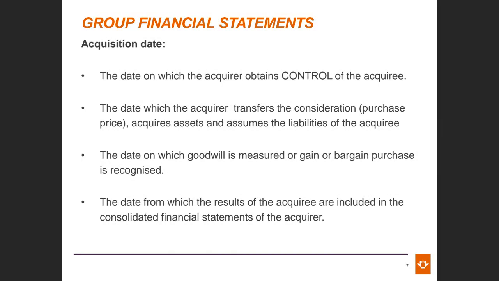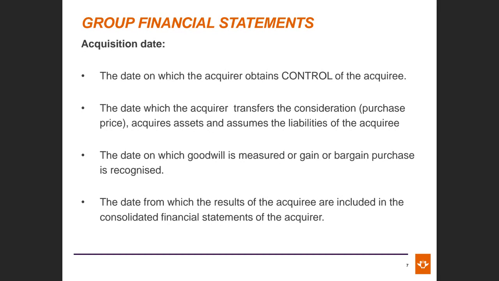So the acquisition date, this is the date on which the acquirer will obtain control of the acquiree. So this is the date on which the acquirer or parent company is going to transfer the purchase price, also known as the consideration paid, and they will acquire the assets and assume the liabilities of the acquiree. So there's almost an exchange on the acquisition date. The acquirer is going to transfer the purchase price, and in exchange for that, it is going to acquire the assets and liabilities of the acquiree.